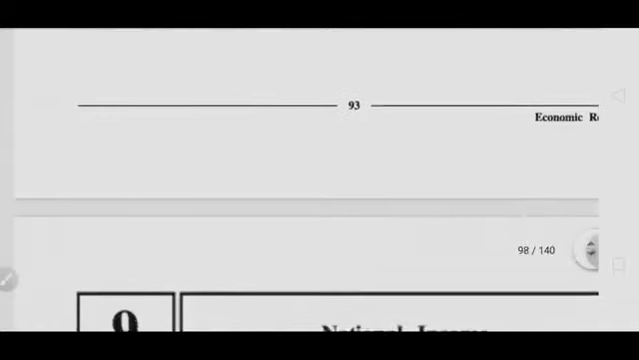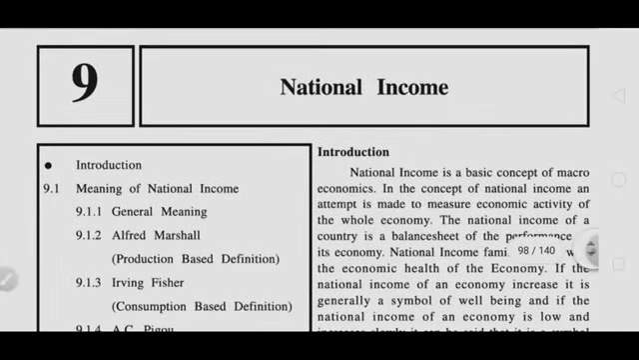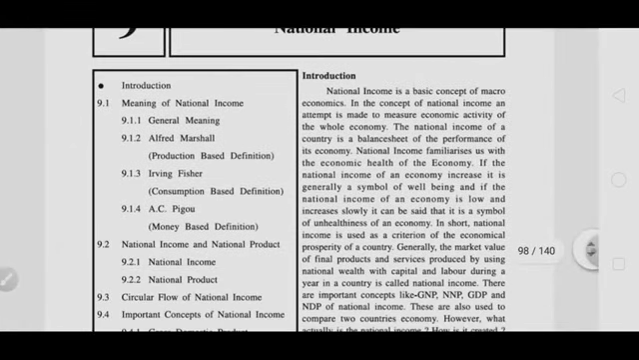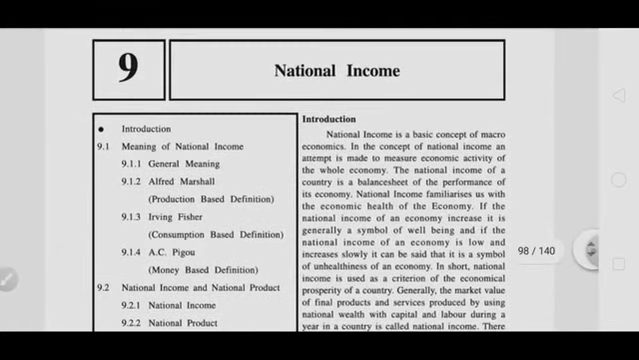Next one is chapter number 9, which is a very interesting and important chapter from the viewpoint of economics, because after completing your standard 12, whether you are going to join a CA course or CS or BCom or BBA, each and every stream is focusing on national income, because it is the most important concept of the subject economics. So here in this chapter, first of all we will learn about the general meaning of national income.